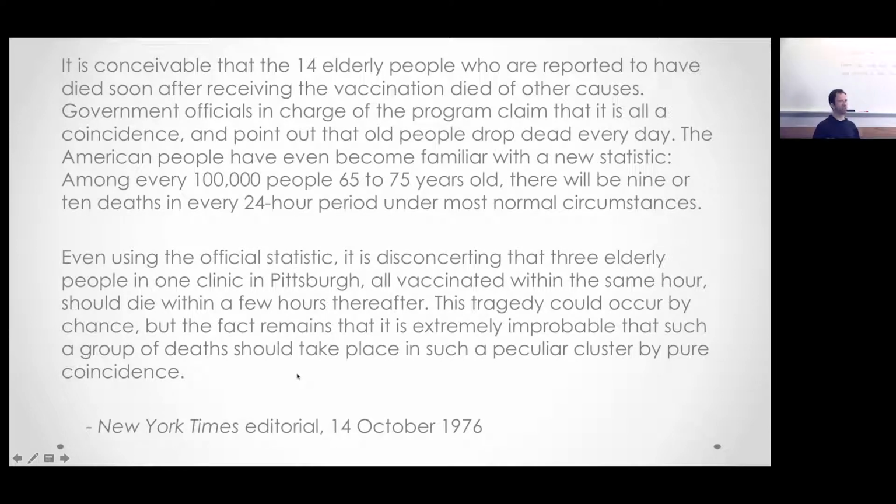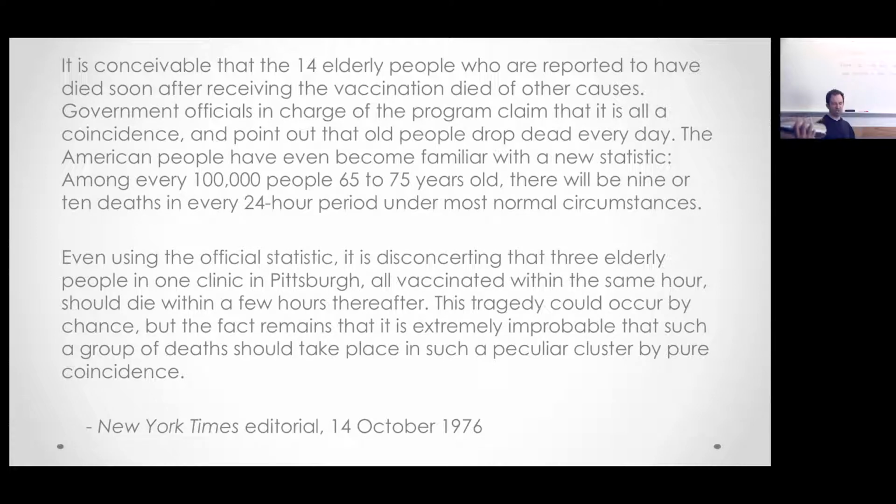It's the same structure of the argument. This is not chance. The null hypothesis is wrong. Or another way to say this is, the null hypothesis in this case would be something like, the vaccine is safe, they died from something else. This editorial is explicitly saying the null hypothesis does not generate the observed data with high enough probability.